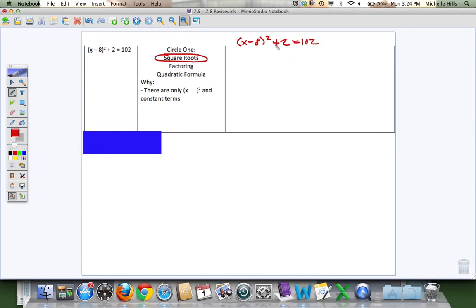First I would get this constant. Keep the thing that is being squared by itself, so get this constant off of this side by subtracting 2 from both sides, get rid of this plus 2. So I'd have x minus 8 quantity squared equals 100. To undo this square, I would have to square root. So x minus 8 quantity squared, the square root of that, equals positive and negative square root of 100.